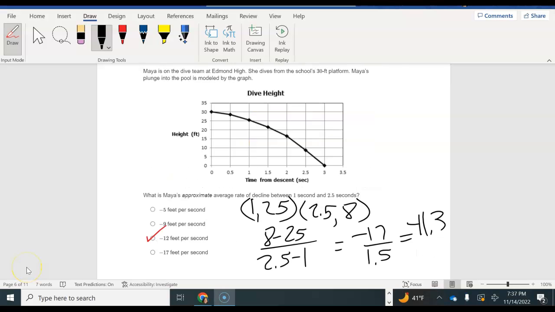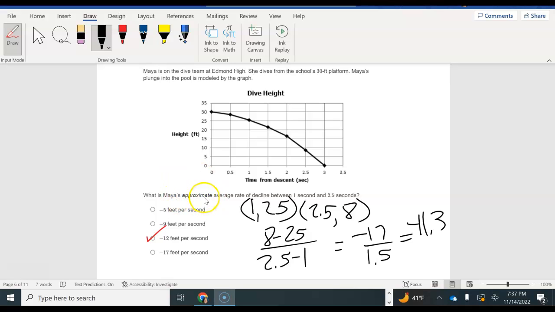All right, Maya's on the dive team for Edmont High. She dives from the school's 30-foot platform. Maya's plunge into the pool is modeled by the graph. What is Maya's approximate average rate of decline between 1 second and 2.5? So again, it's saying average rate of change, okay? This time it's an approximate.